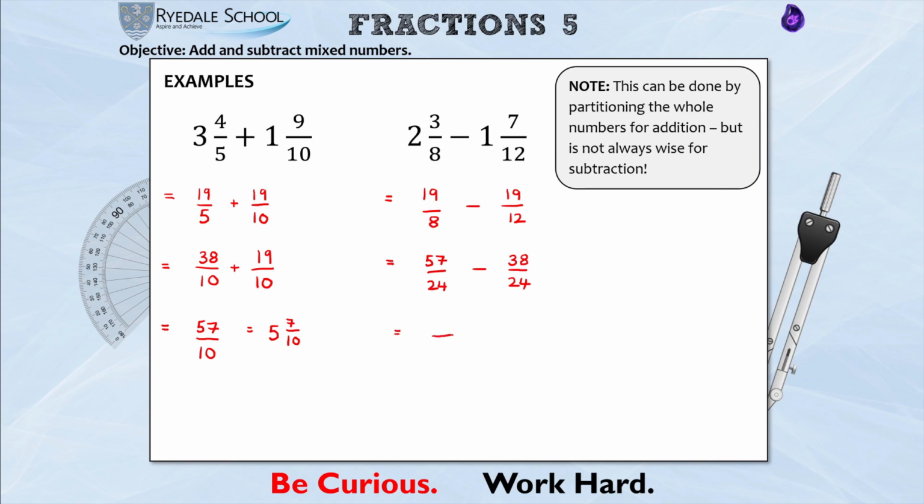Now remember, for this question, it is a subtraction. And 57 take away 38. Oh look, it's 19 again. So the answer to this question is 19/24. Let's see if we see any more 19s in the final 2 examples.